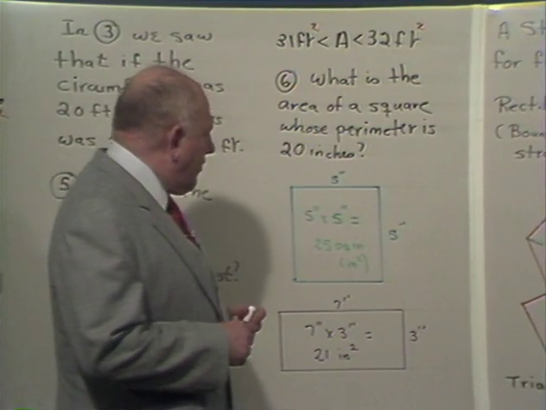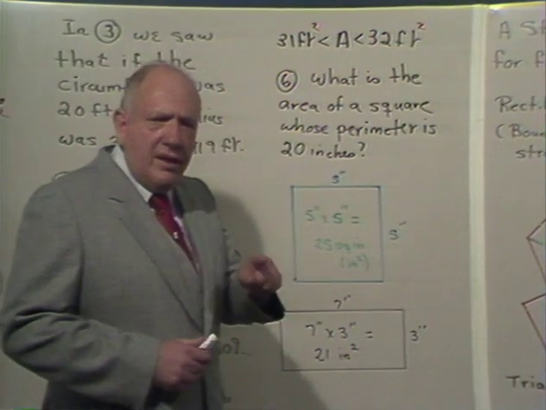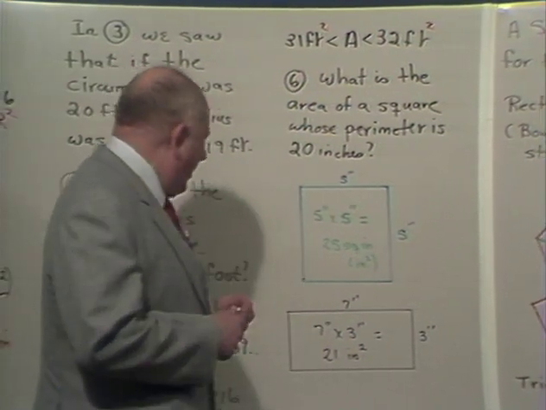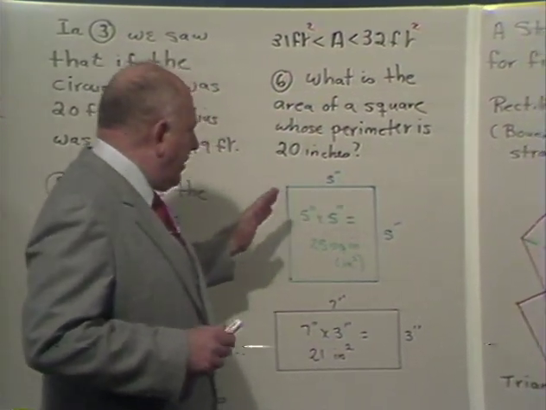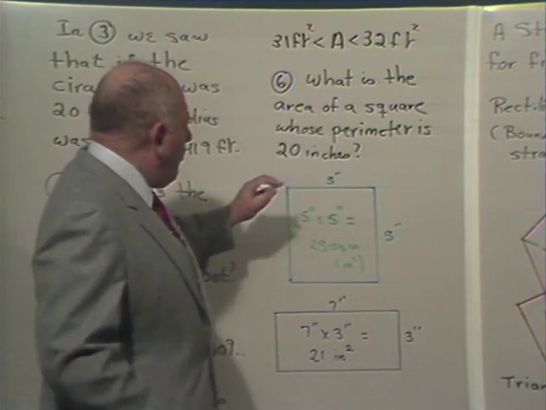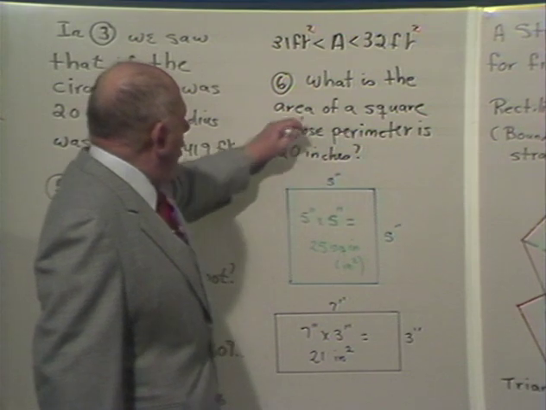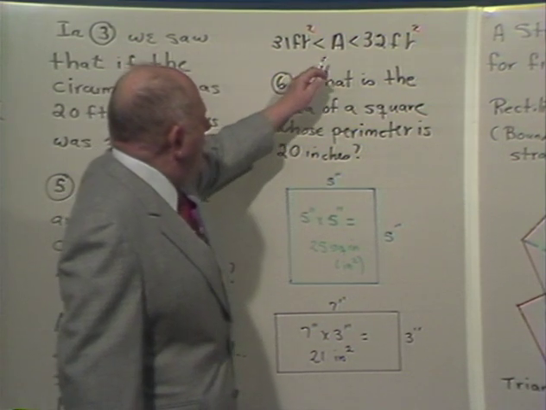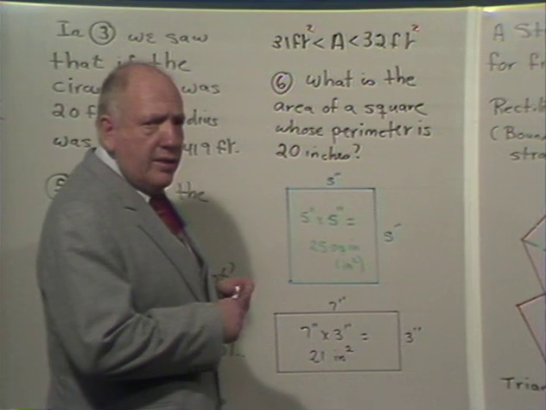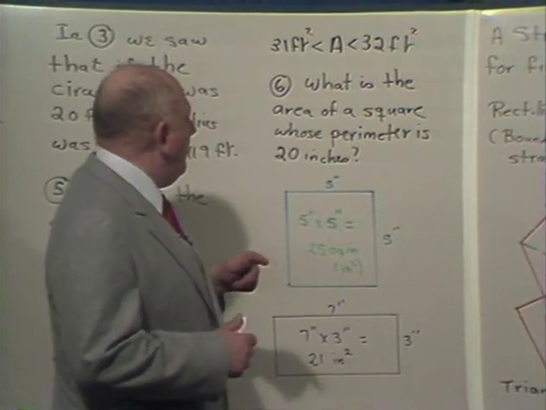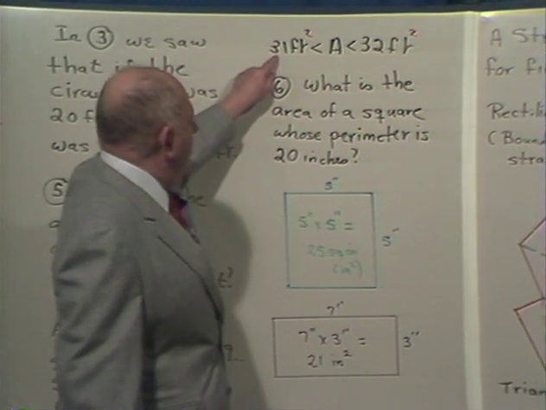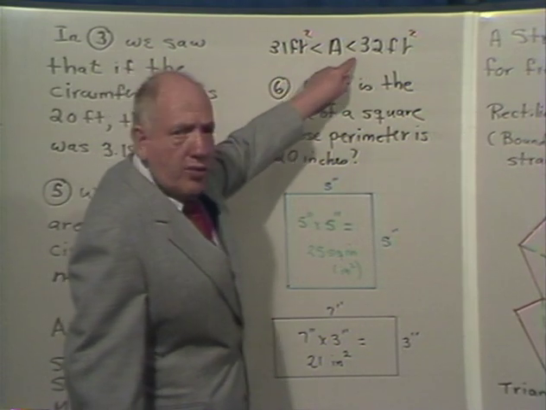But the part that was interesting is I work with feet. We don't even have to come back to this. I was going to come back to it, but I don't even think you have to see it. What I had done was that I'd worked with 20 feet over here, and what we showed was that if the circumference of the circle was 20 feet, the area would be between 31 square feet and 32 square feet.